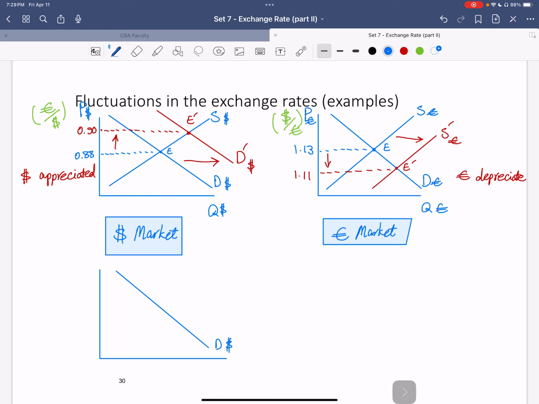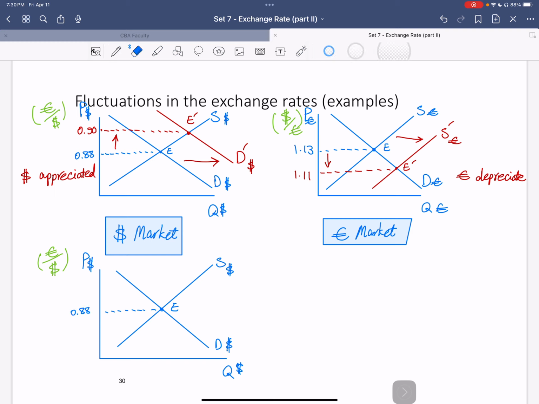And try to see if you can write all of these points, all of these names correctly. Okay, so I'm writing this and pause and then watch and see if you have correctly named and labeled everything. So we have demand for dollar, supply for dollar, quantity of dollar, price of dollar, which should be in terms of euro per dollar. Okay. We have equilibrium point. Let's say it is 0.88, just the previous one.